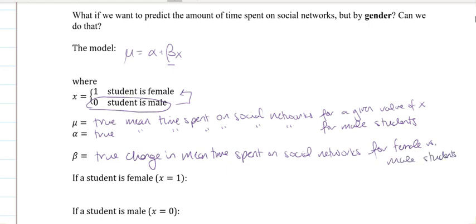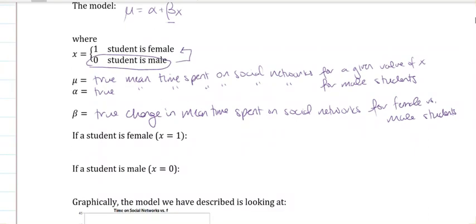So that is, if there's a difference in the time for male and female students, then beta would not be 0. And if they're the same, then beta would be 0. So if a student is female, that is if x equals 1, our model will be mu equals alpha plus beta times 1, which is just mu equals alpha plus beta. But we can see that this is two constants, a true change and a true mean time. So we can see this is just mu for female students.